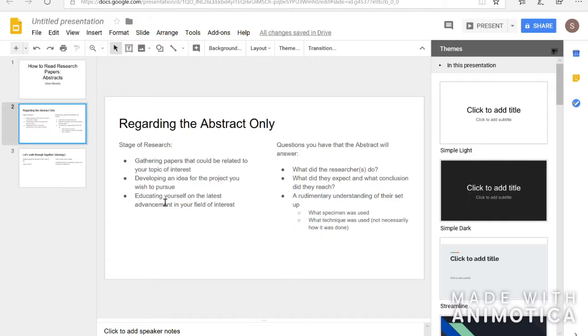So in a sense, again, you're either gathering papers that are related to your topic of interest, you're developing an idea for yourself about the project you want to pursue, or you're just simply educating yourself.